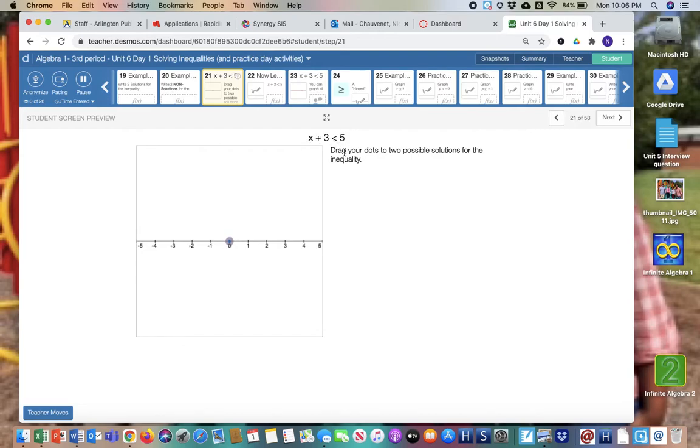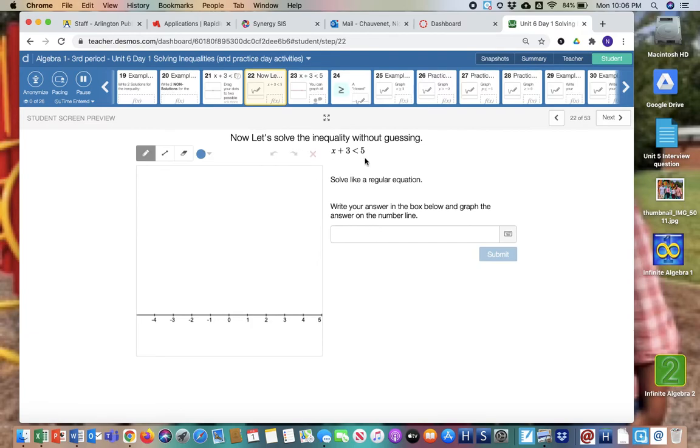Okay? All right. So as we go through here, look at what we're doing. x plus 3 is less than 5. Drag your dots to two possible solutions to the inequality. So what did we do before? Well, we picked 2 points, put a point, put a point. Both of those would work, right? So now let's solve the inequality without guessing. So instead of just randomly plugging things in here, what do we actually do? Well, we're just going to solve it the same way we would if it was an equal sign, okay? So here we have x plus 3 is less than 5. We're going to subtract 3 from both sides. When we do that, we get x is less than 2.